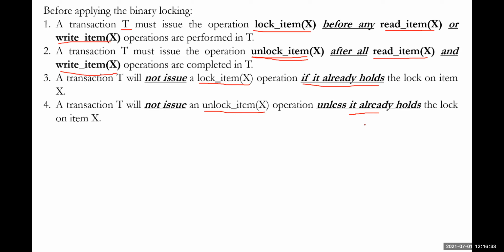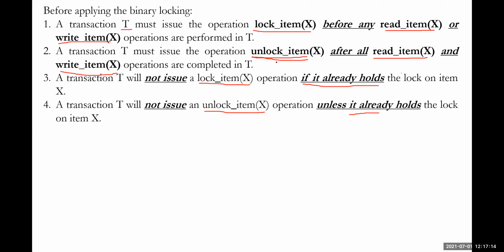So these are the 4 points which we have to remember. Lock item must be operated before read item or write item, before reading the data or before writing the data. Either of these two situations, yes, you can operate lock item. So unlock will be after completion of all reading items and all writing items on the same object, then unlock can be operated. Then you are not supposed to give lock item if the lock has already been acquired by the particular instance or particular table.